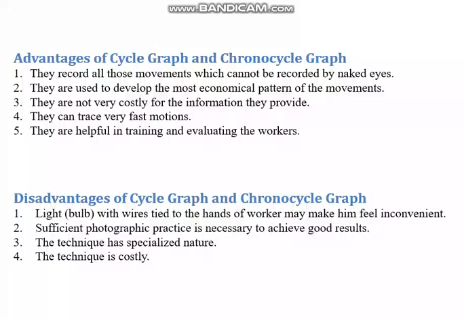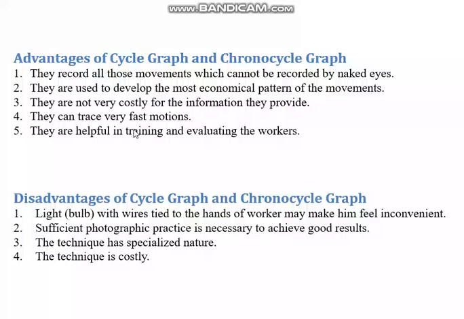Next, let us see the advantages of the cycle graph and chronocycle graph. These record all the movements which cannot be recorded by the naked eye. This is one advantage, and that's why we are employing these things. Then they are used to develop the most economical pattern of movements. They are not very costly for the information they provide. It doesn't mean that they are very cheap, but for the information they provide, it is worth paying that money. Then they can trace very fast motions also.